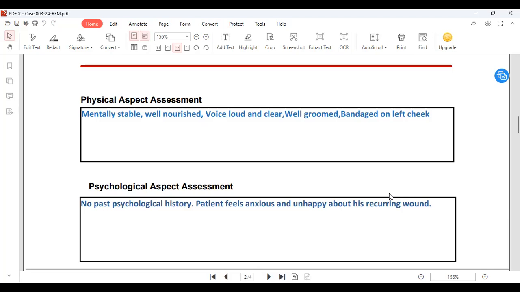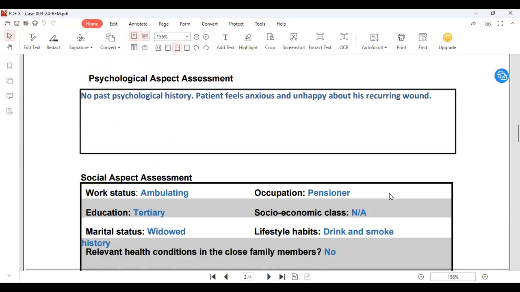Physical aspect assessment. Patient is mentally stable, well nourished, voice loud and clear, well groomed, bandaged on the left cheek. Psychological aspect assessment. No past psychological history. Patient feels anxious and unhappy about his recurring wound.